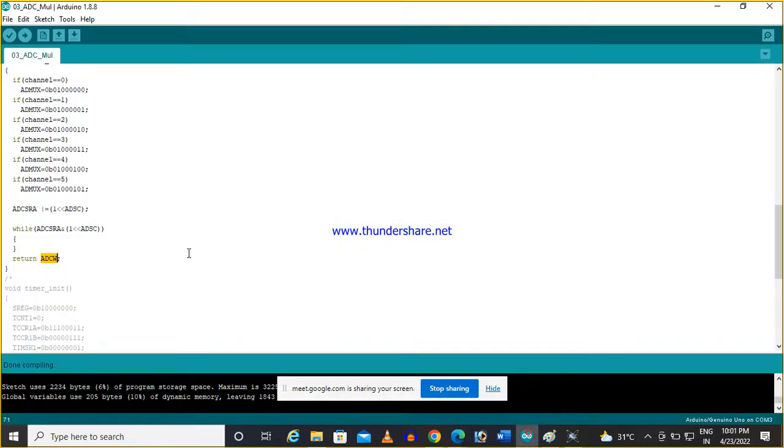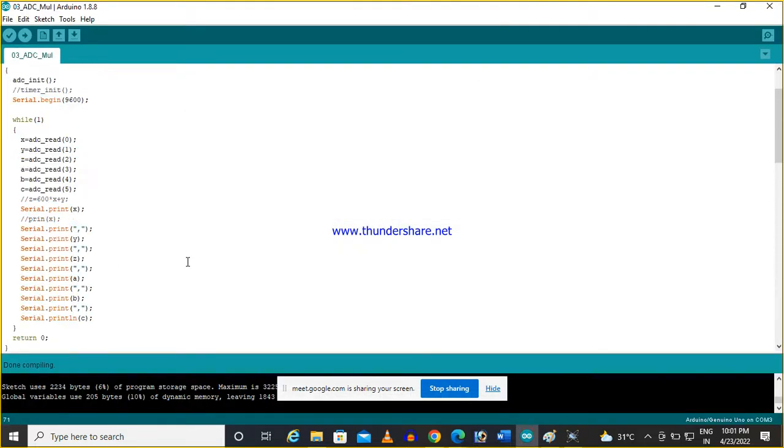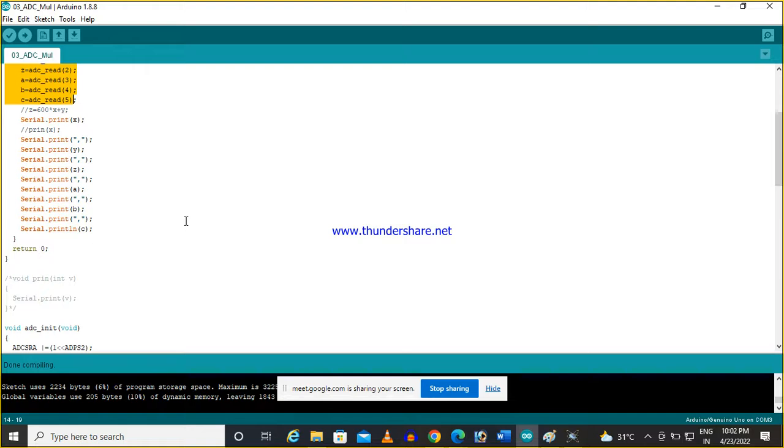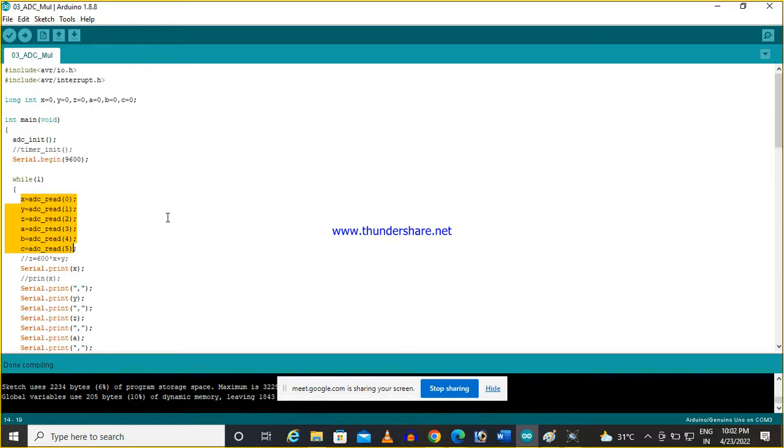So this is the entire code, and in the while loop I am reading the ADC and displaying it. So this is only the code. This is all about the ADC when it works in single ended conversion mode.